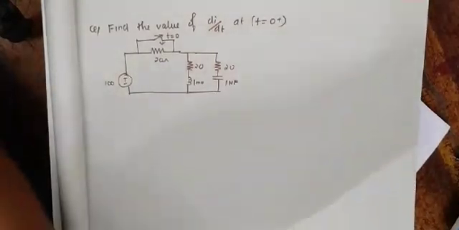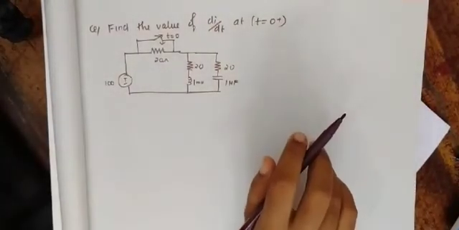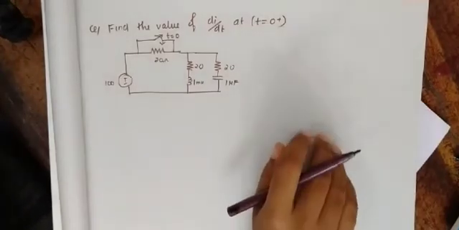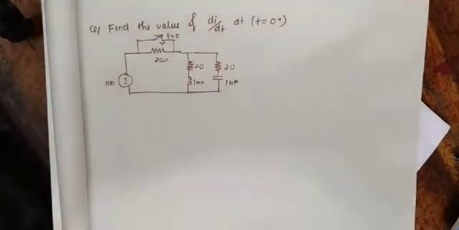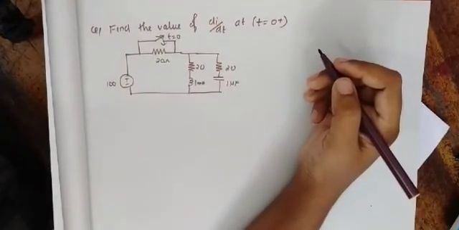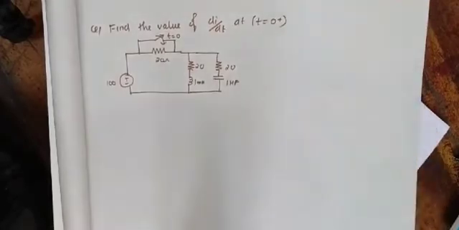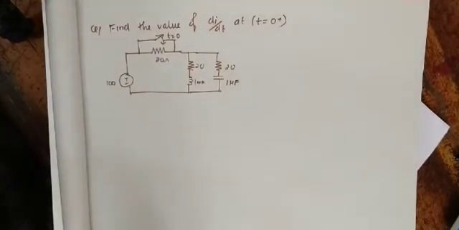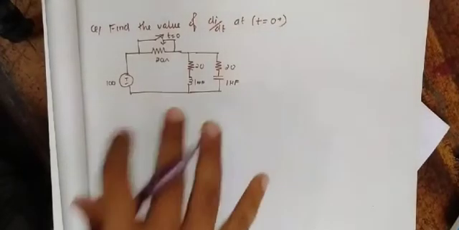Here also we are going to use the conditions that I told before. For t less than 0, the capacitor will act as open circuited and the inductor will act as short circuited. The capacitor voltage will be the same before and after 0, and the inductor current will be the same after 0 and before 0. This 0 is the time we are considering. Using those concepts we'll solve this problem.